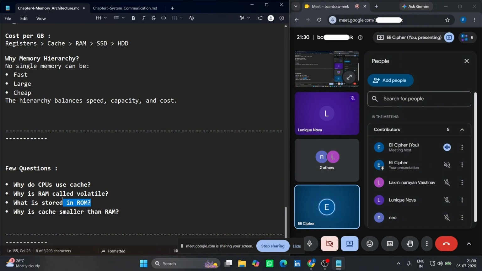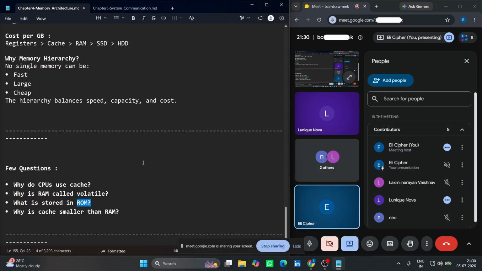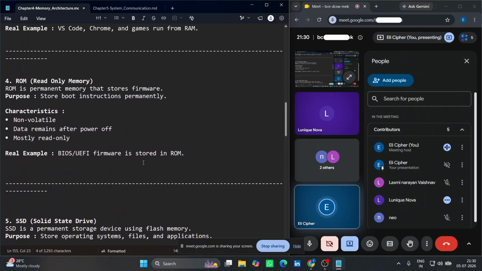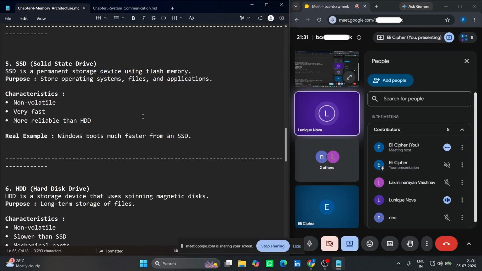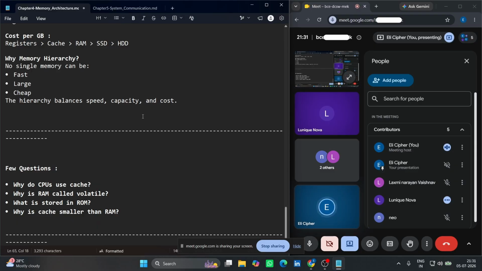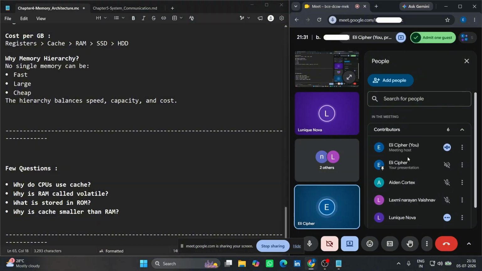What is stored in ROM? Okay, now I think Unique, you can answer it. Did you remember? Here we have ROM. Its purpose is to store boot instructions permanently, right? Boot actually means whenever you start your machine or computer.